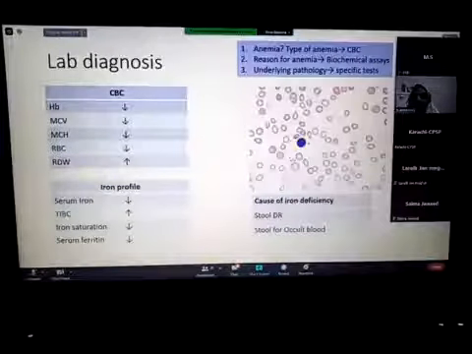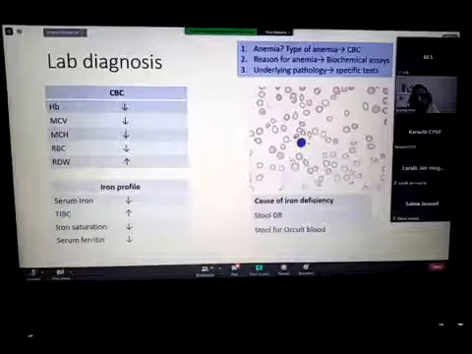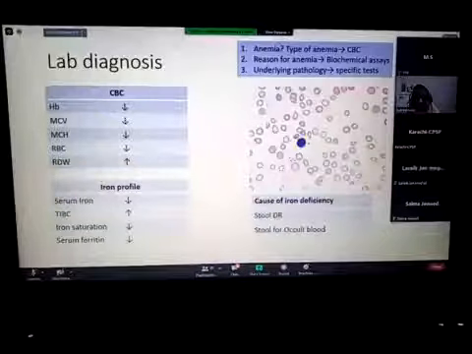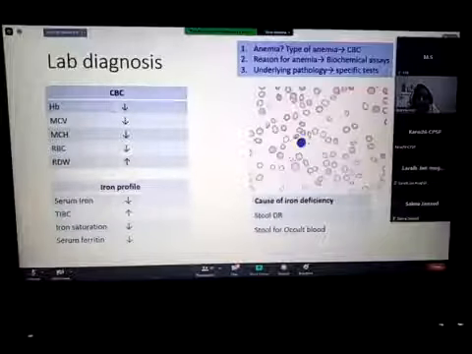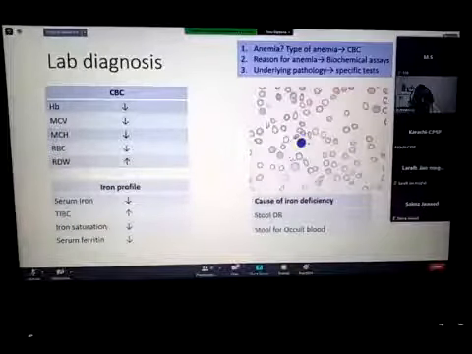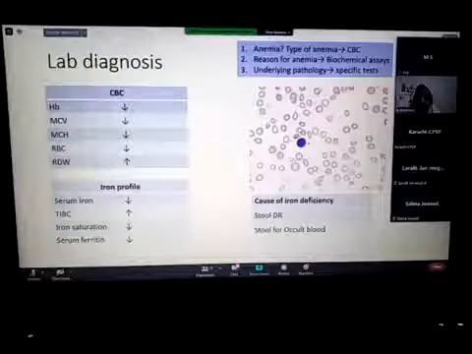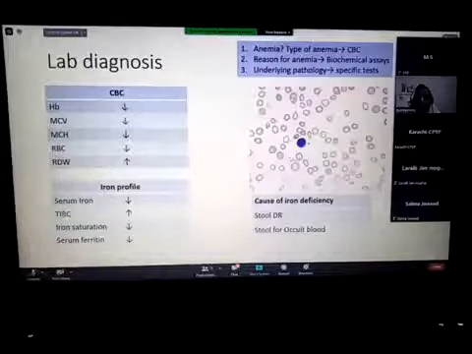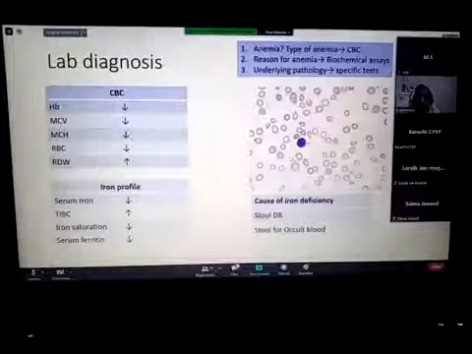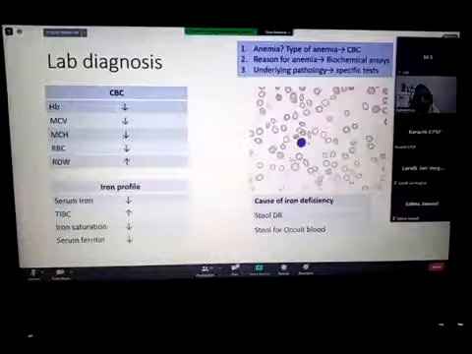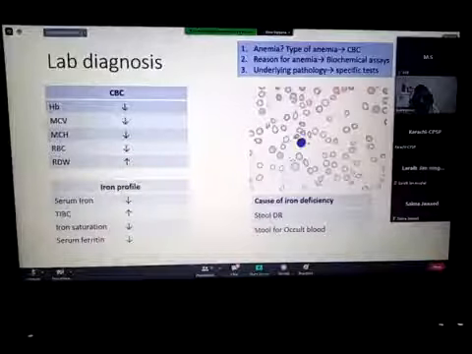Then we need to know why this patient is deficient in iron. So the history tells us a lot. For example, the nutritional history tells you the patient is not taking their food, or the patient is having heavy menstrual bleeding, or the patient is pregnant, or the patient is an infant. That gives you an idea of what the cause of iron deficiency anemia is.